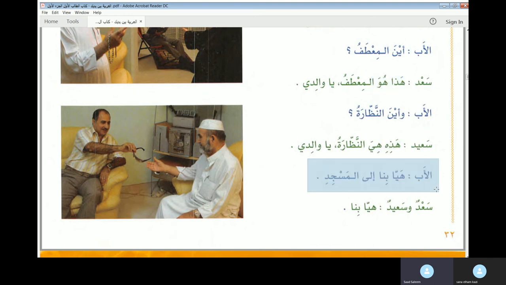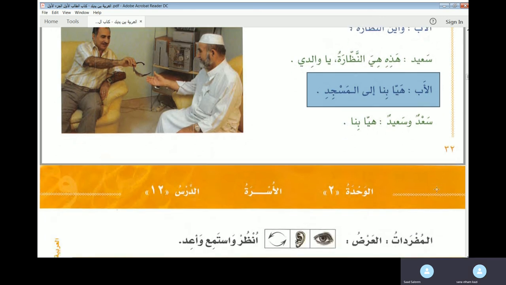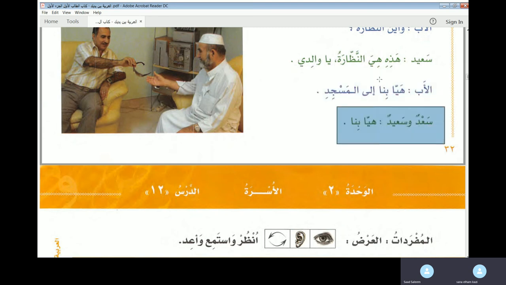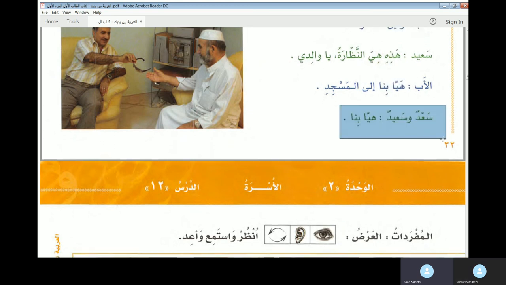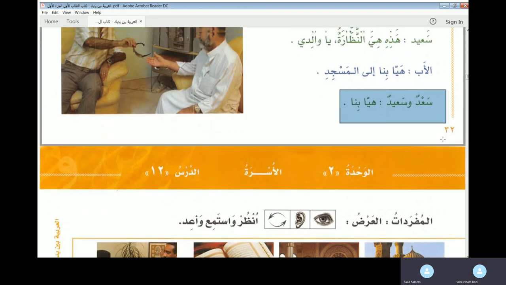Haya bina ilal masjid. Haya, let's go to the masjid. Bina is bina. Haya bina basically means let's go. Haya bina is considered as one word, the same thing. Let's go to the masjid. Okay, to the masjid. Haya bina. Let's go to the masjid.